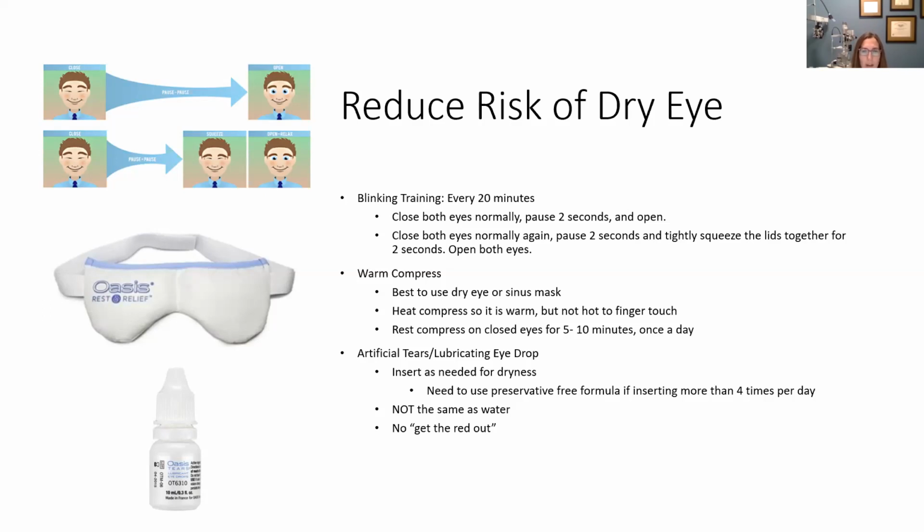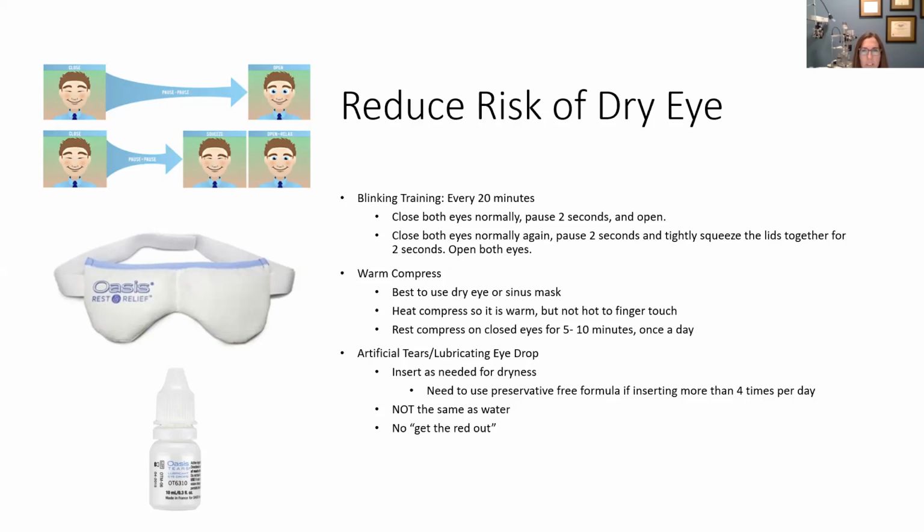Doing a warm compress on your eyes helps release those tears that are found in your eyelids. It is best to use an actual mask. So if you have a dry eye mask, or a sinus mask, or a beauty mask that you can heat up and that holds the heat. You can use a washcloth, if you don't have one of these at home already.